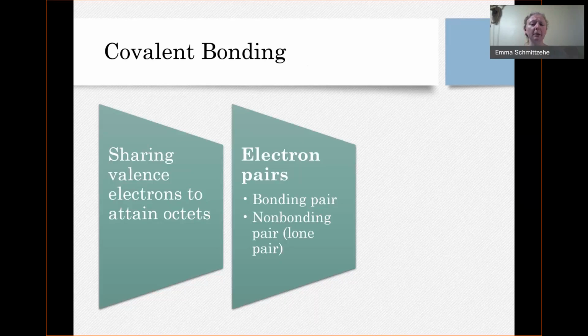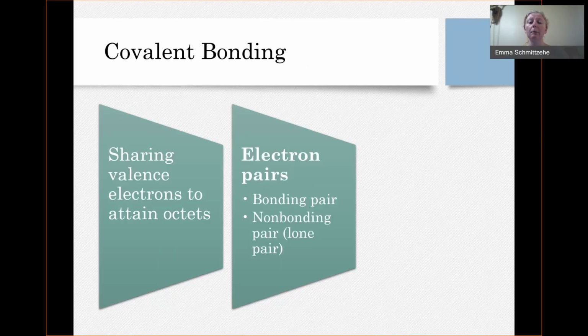But when we have these pairs of electrons, we have two different types. You can have bonding pairs of electrons, which are the electrons that are shared between two atoms, and they're pairs, so they come in twos. You can also have non-bonding pairs, which are not part of a bond, so we also call them lone pairs, and those are ones that only belong to one atom within that structure.